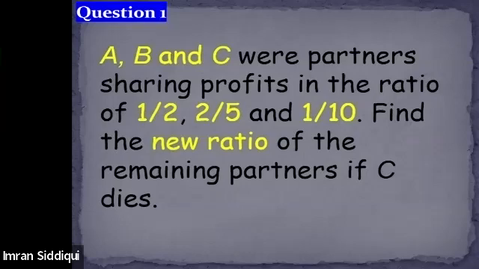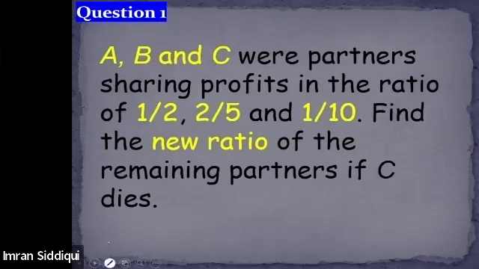As per the sequence, this is question number 145. However, since we are starting a new topic, I just renumbered all the questions. So we will start with question number 1. This question is saying that A, B, and C were partners sharing the profit in the ratio of 1 by 2, 2 by 5, and 1 by 10. We need to find out the new ratio of the remaining partners if C dies.